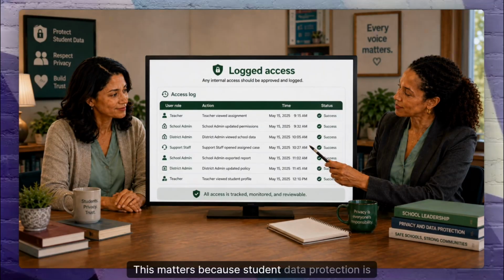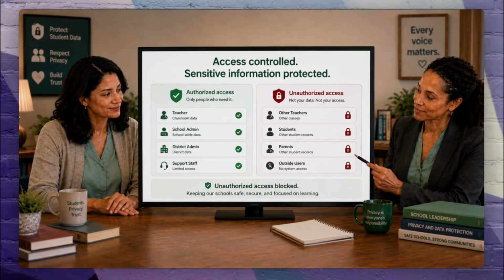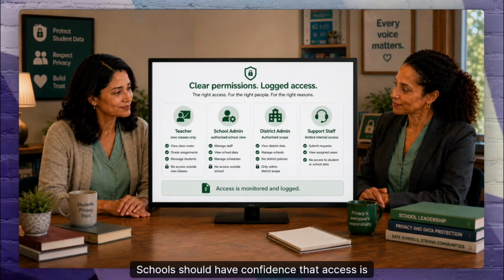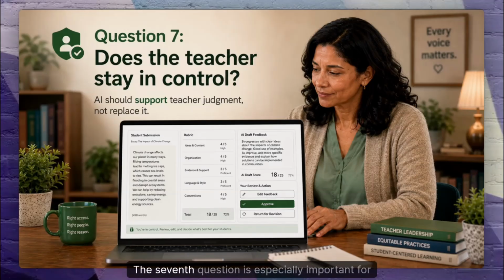This matters because student data protection is not only about stopping outside threats, it is also about preventing unauthorized internal access. Schools should have confidence that access is controlled, permissions are clear, and sensitive information is not available to people who don't need it. The seventh question is especially important for AI grading.